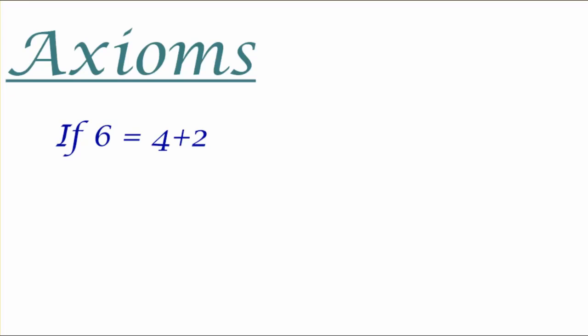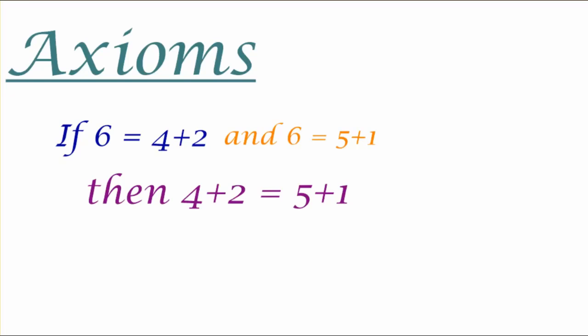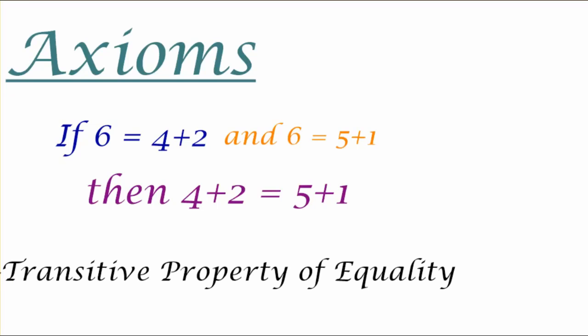If 6 is equal to 4 plus 2, and 6 is also equal to 5 plus 1, then we can logically conclude that 4 plus 2 is equal to 5 plus 1. Because 6 was equal to 4 plus 2 and equal to 5 plus 1, those two quantities are equal to each other. We describe this also as the transitive property of equality. Now let's take a look at a postulate.